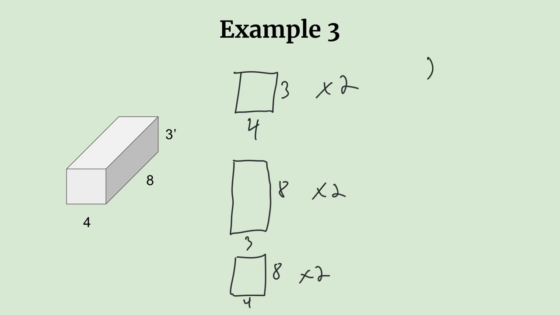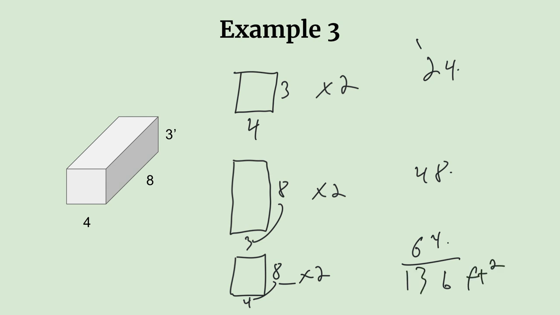12 times 2, 24. 3 times 8 is 24. Times 2 is 48. 4 times 8 is 32. Times 2 is 64. Add those together, we get 4 plus 8 is 12, 16, 10, 12, 13. 136 feet squared, because we're looking at area, so it's units squared.